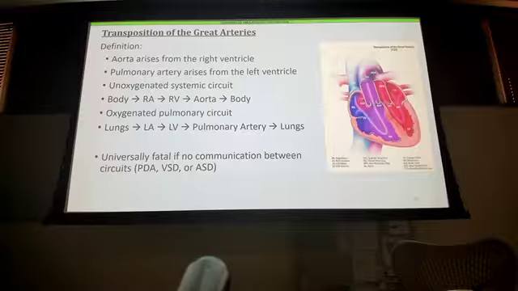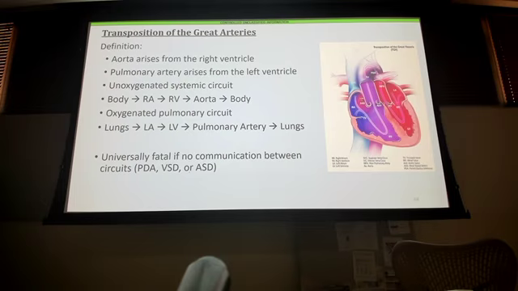Now flip to the left side, you have oxygenated blood coming from the lungs to the left atria, and now it goes through the pulmonic artery, gets oxygenated, comes back to the left side of the heart, goes back up to the pulmonary system, comes back to the left side of the heart, and you just have this completely distinct circuit where oxygenated blood is only going to the left side of the heart and to the lungs, and that's it.